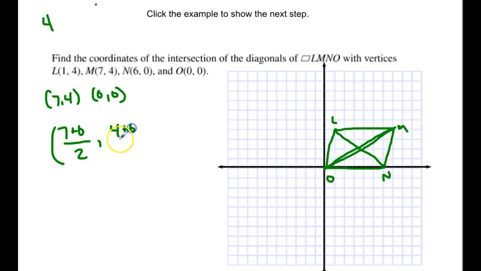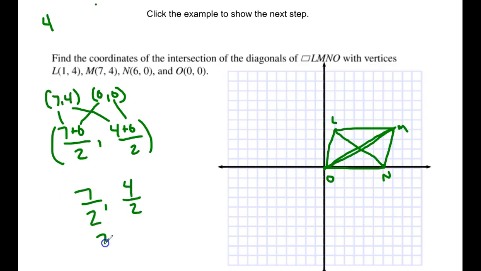4 plus 0 divided by 2, right? So here's my x1s, here's my y's, and then I divide by 2 because I find the midpoint. So my midpoint, or where they meet, is going to be 7/2, comma 2. And I can go ahead and leave it simplified this way.